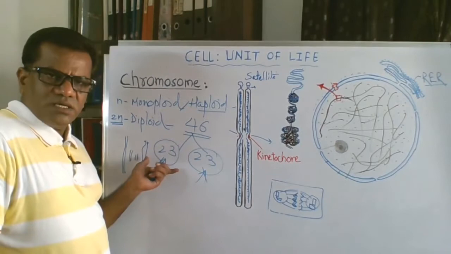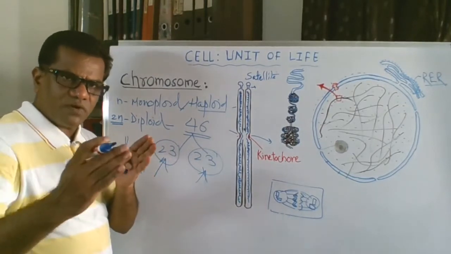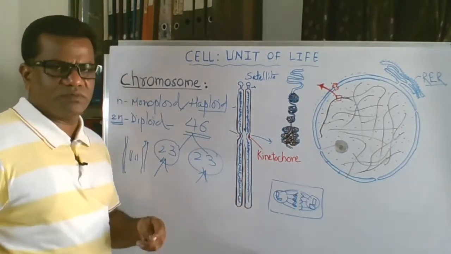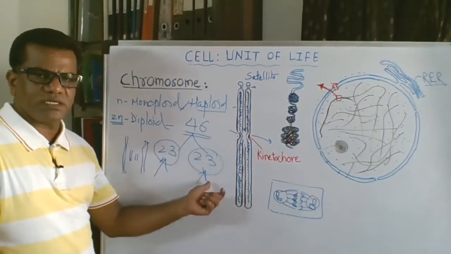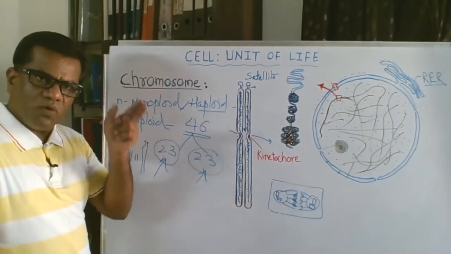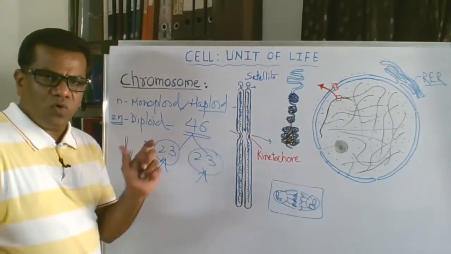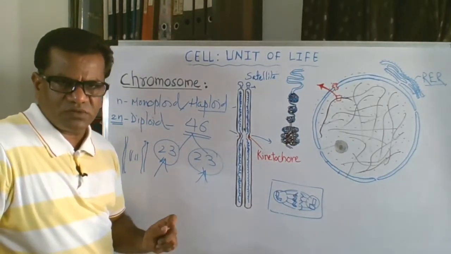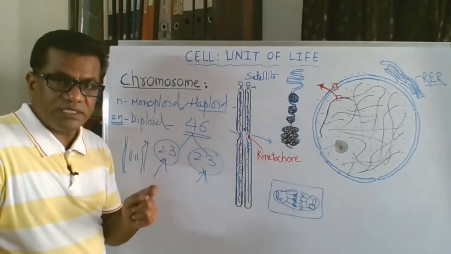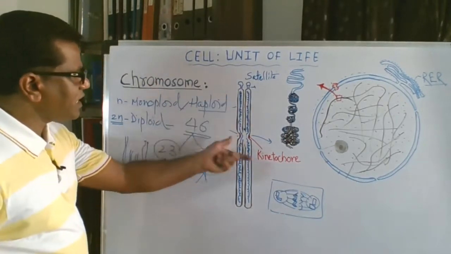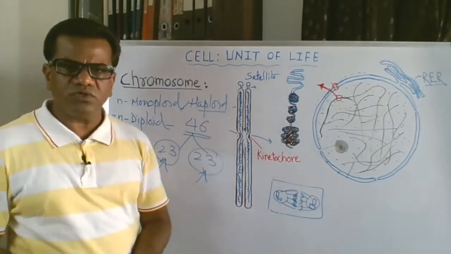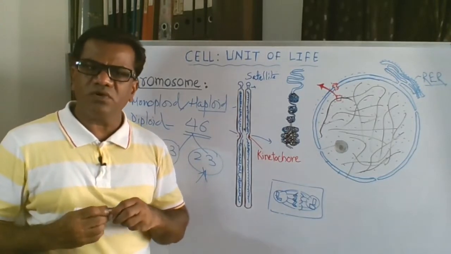So 23 chromosomes are separate from one another, and the other 23 chromosomes are the partners of these 23, and they form homologous pairs. These are called homologous. Locus is the position of a gene on the chromosome. These chromosomes have genes, and the position of a gene on the chromosome is called the locus.